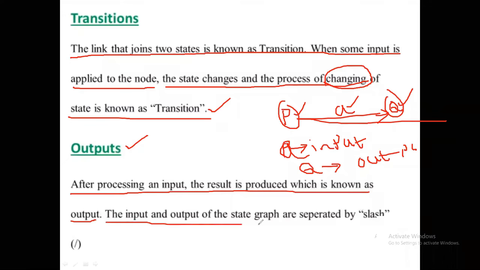The input and output of a state graph are separated by a slash, so separated by a slash operator.